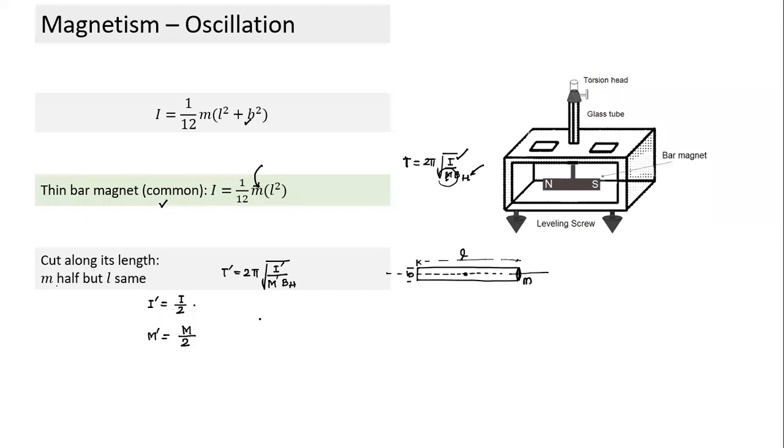So what will be T dash? If you cut along the length and calculate T dash, T dash will be equal to, I can substitute, 2 pi root I by 2, M by 2 into BH, and we find it is equal to T only. So the original full bar magnet was oscillated and we find time period T. If we cut it along the length, take it and make it oscillate again, the time period remains the same.